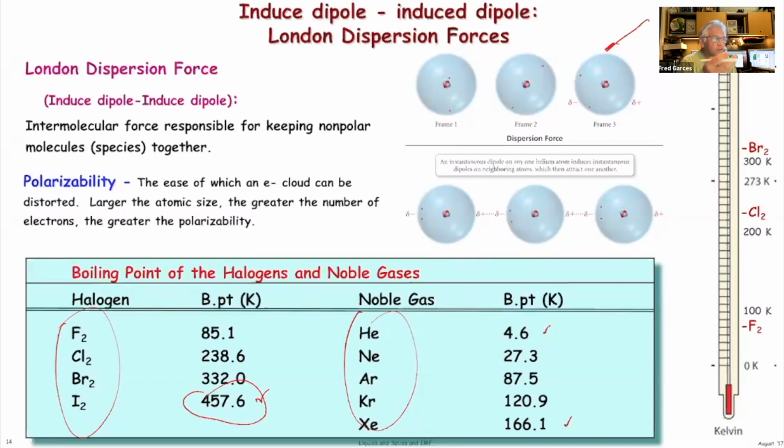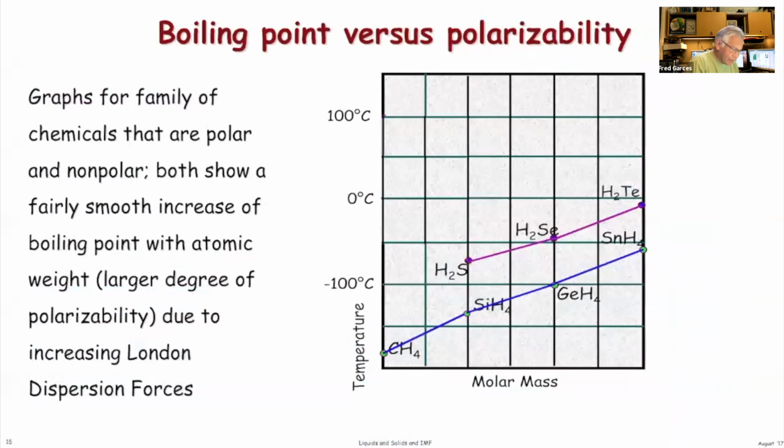Of course, if you've ever played around with iodine, or watched iodine, it'll go from the solid to the gas phase under room conditions. And that's because there's something else at play there. But if you want to heat it up and get into the liquid phase, it's going to cost you 457.6 Kelvin to do that. So this is London dispersion force.